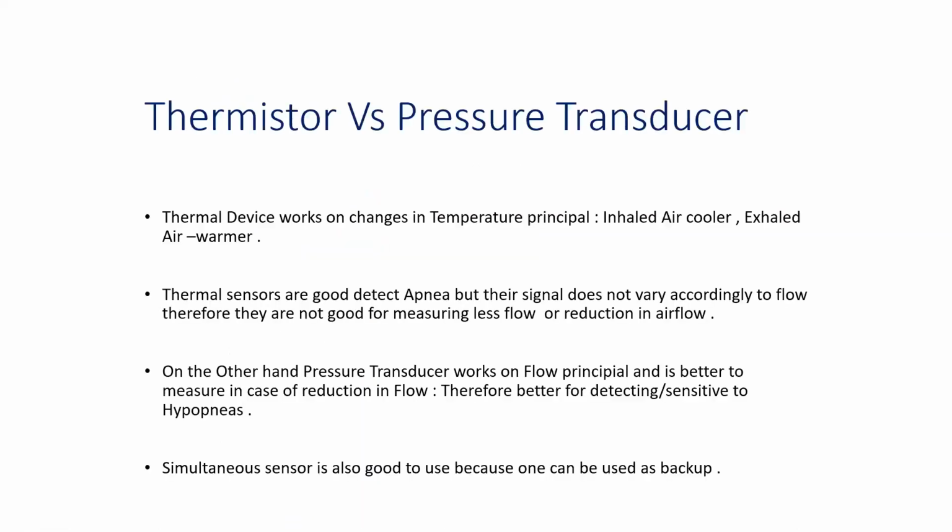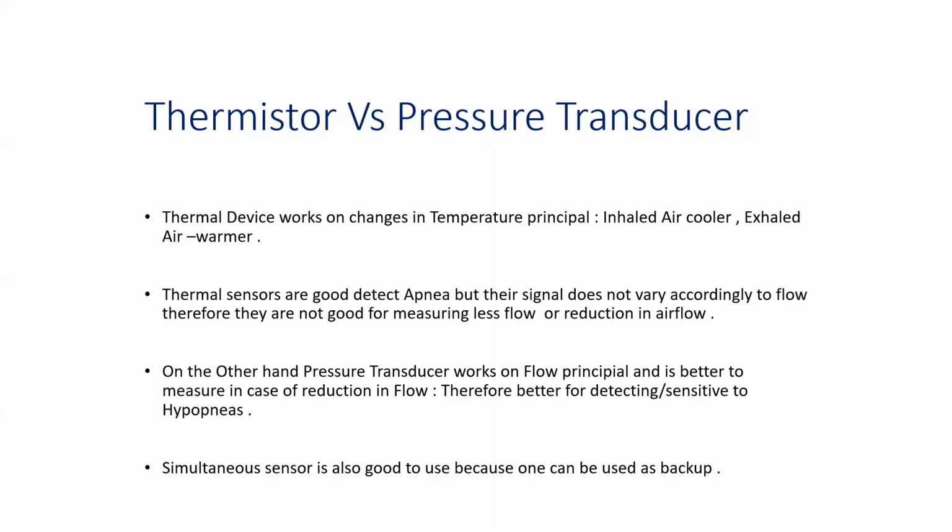Then we have to have both a thermistor and a pressure transducer. As I told you, both have specific roles. The pressure transducer works well with flow, which means it is more sensitive to hypopneas, while the thermistor is more sensitive to apneas. How does the thermistor work? It works on the principle of temperature change. We inhale cool air while we exhale warm air, so it takes the difference between inhaled and exhaled air, and that is how it gives you an apnea. It is not very sensitive to hypopnea, but it is very sensitive to apnea.